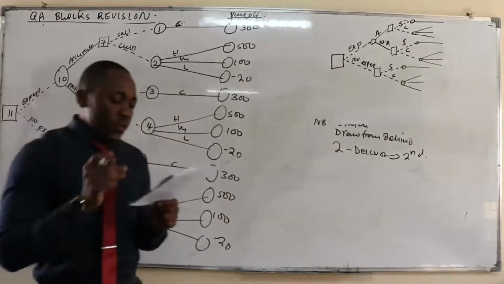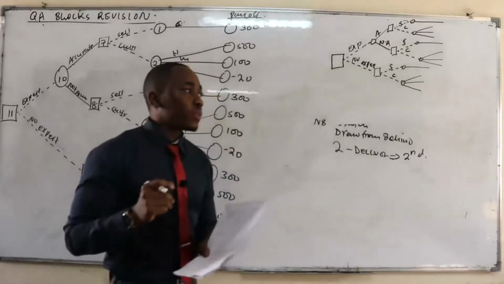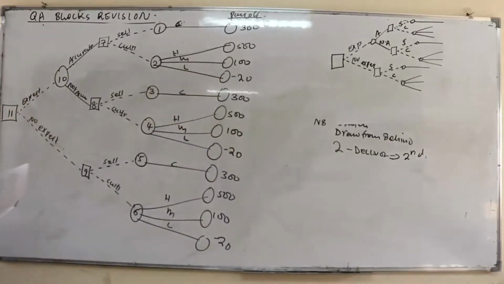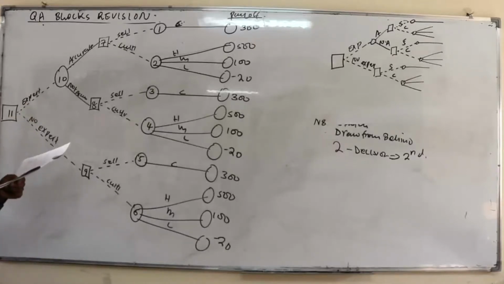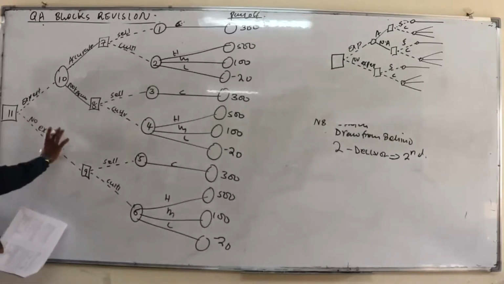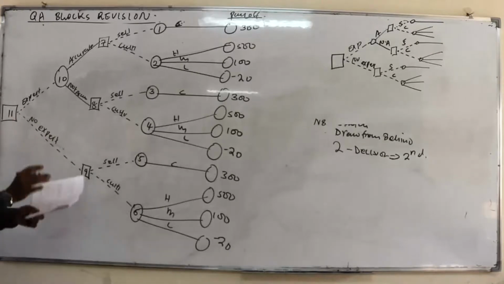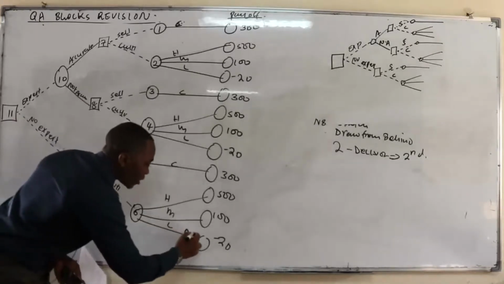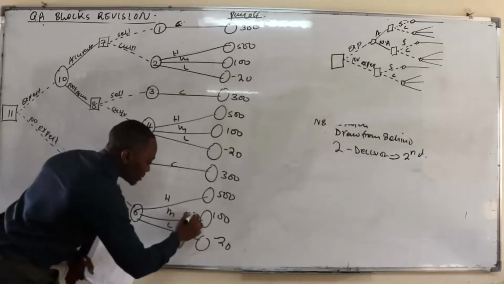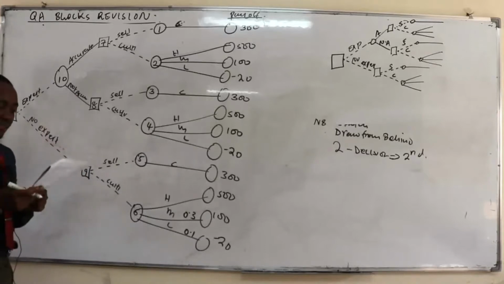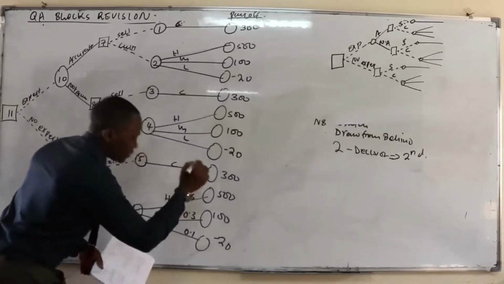Then you're told that from the past experience, in this case, you're not considering the expert. When there is no expert, that's when you're using your past experience. There is a 10% probability that the harvest will be low, so the probability of getting low harvest is 0.1. 30% probability that the harvest will be medium, and 60% that the harvest will be high.